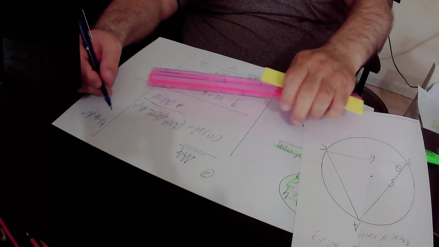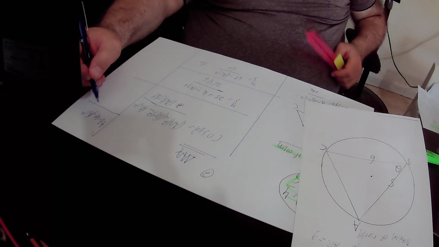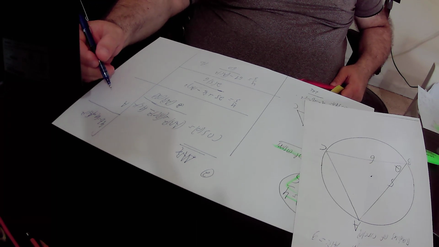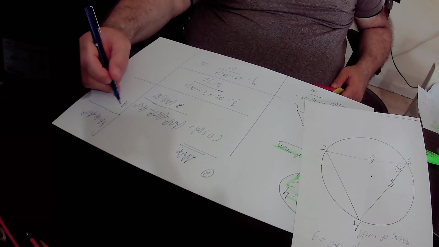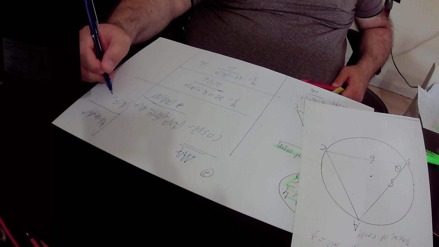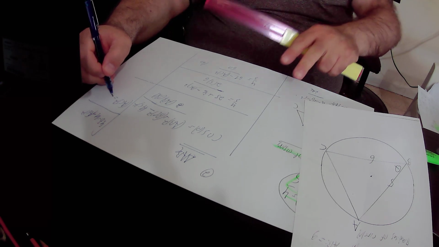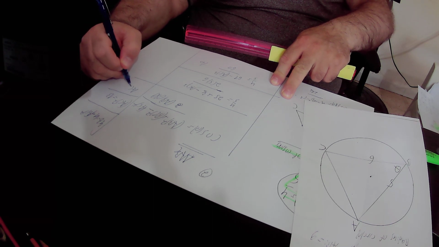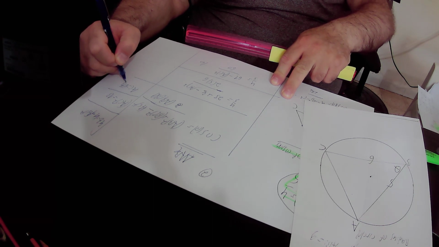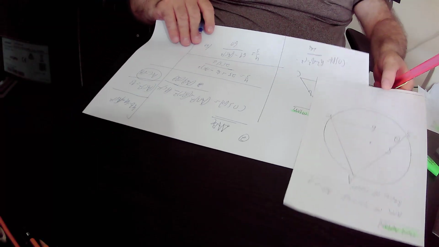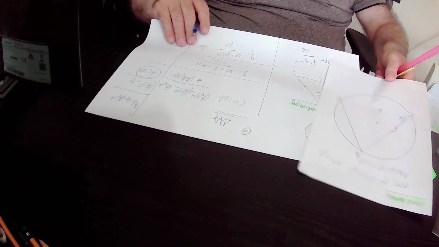Here we add AC squared to this equation and subtract 48, and we get that AC squared equals 61 minus 48, which is 13. Here we take the square root of this equation and we get that AC equals the square root of 13 units.